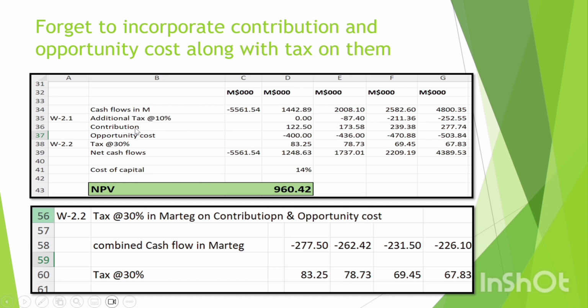So here, if you see, it is the continuation of the same example that I had in the previous slide. Here you can see the contribution they have added, and in the same way the opportunity cost they have added, and the tax you can see in the calculations. I have added both the contribution and opportunity cost, and calculated the combined tax at the rate of 30%, which is our current country rate. After calculating this, I have calculated the net cash flows. So please ensure that you are including the correct value of contribution and opportunity cost, and also calculating the tax on them.